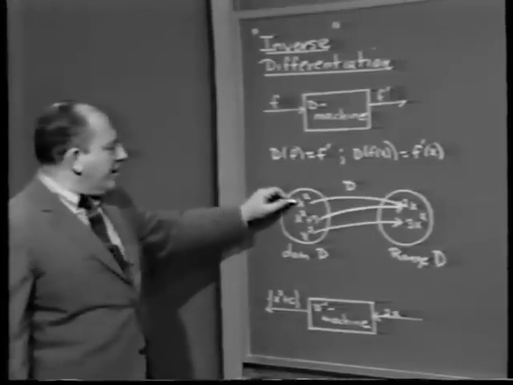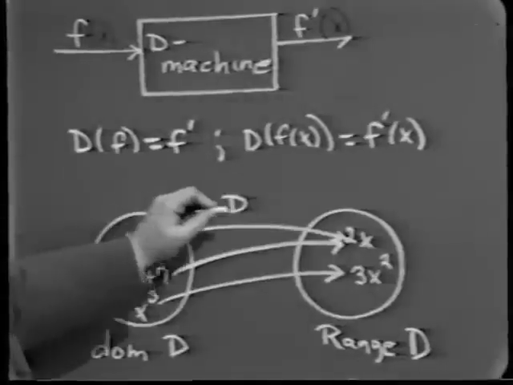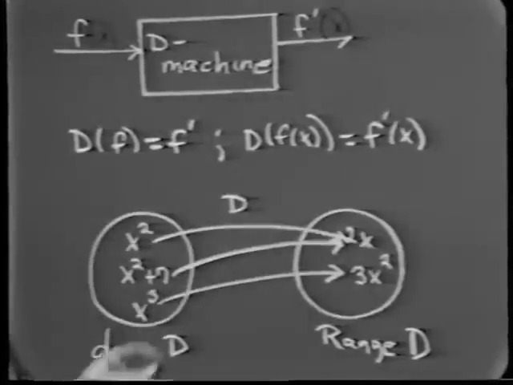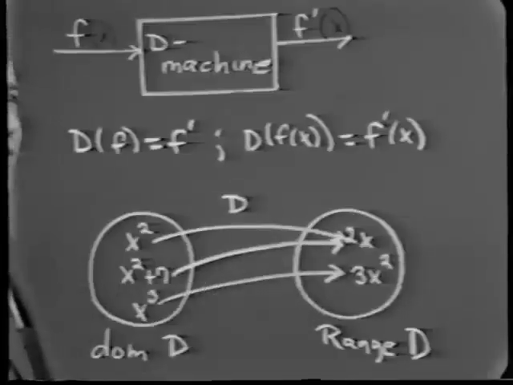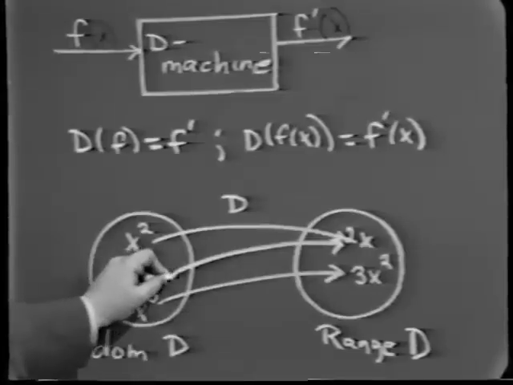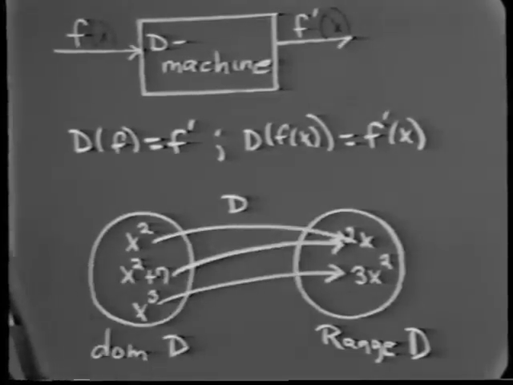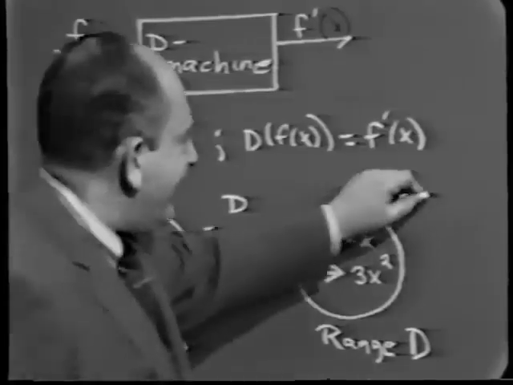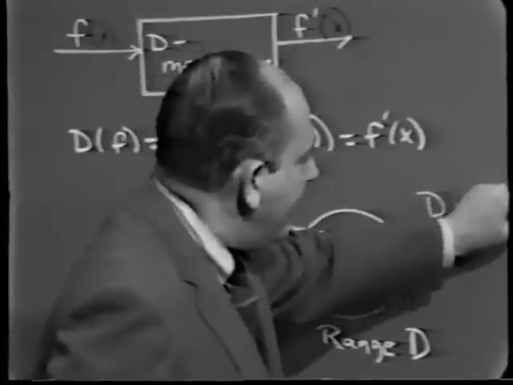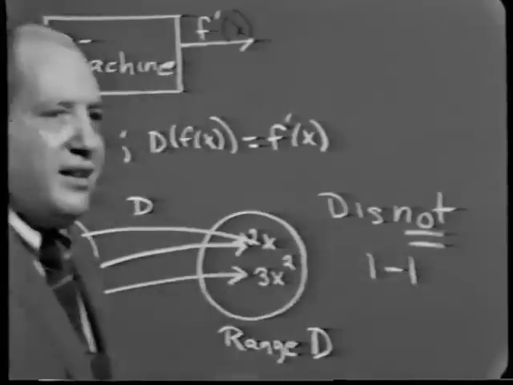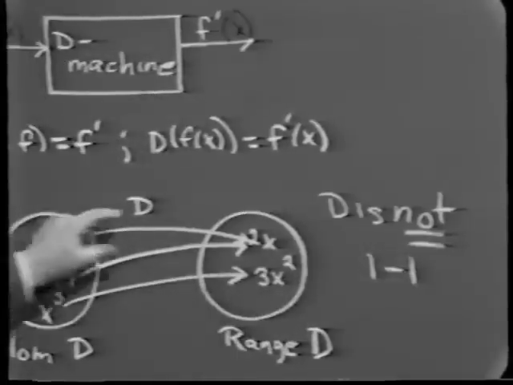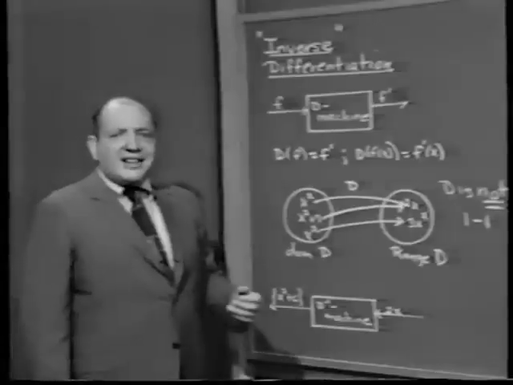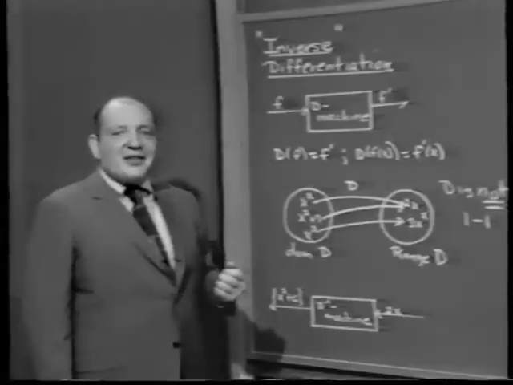The idea is something like this. If x squared were to go into the D machine, the output would be 2x. See, x squared is mapped into 2x. X cubed is mapped into 3x squared. See, the derivative of x cubed with respect to x is 3x squared. X squared plus 7 is also mapped into 2x. In other words, without going any further, notice that whatever D is, it's not one-to-one. You see, two different functions can have the same derivative. In fact, many different functions can have the same derivative.